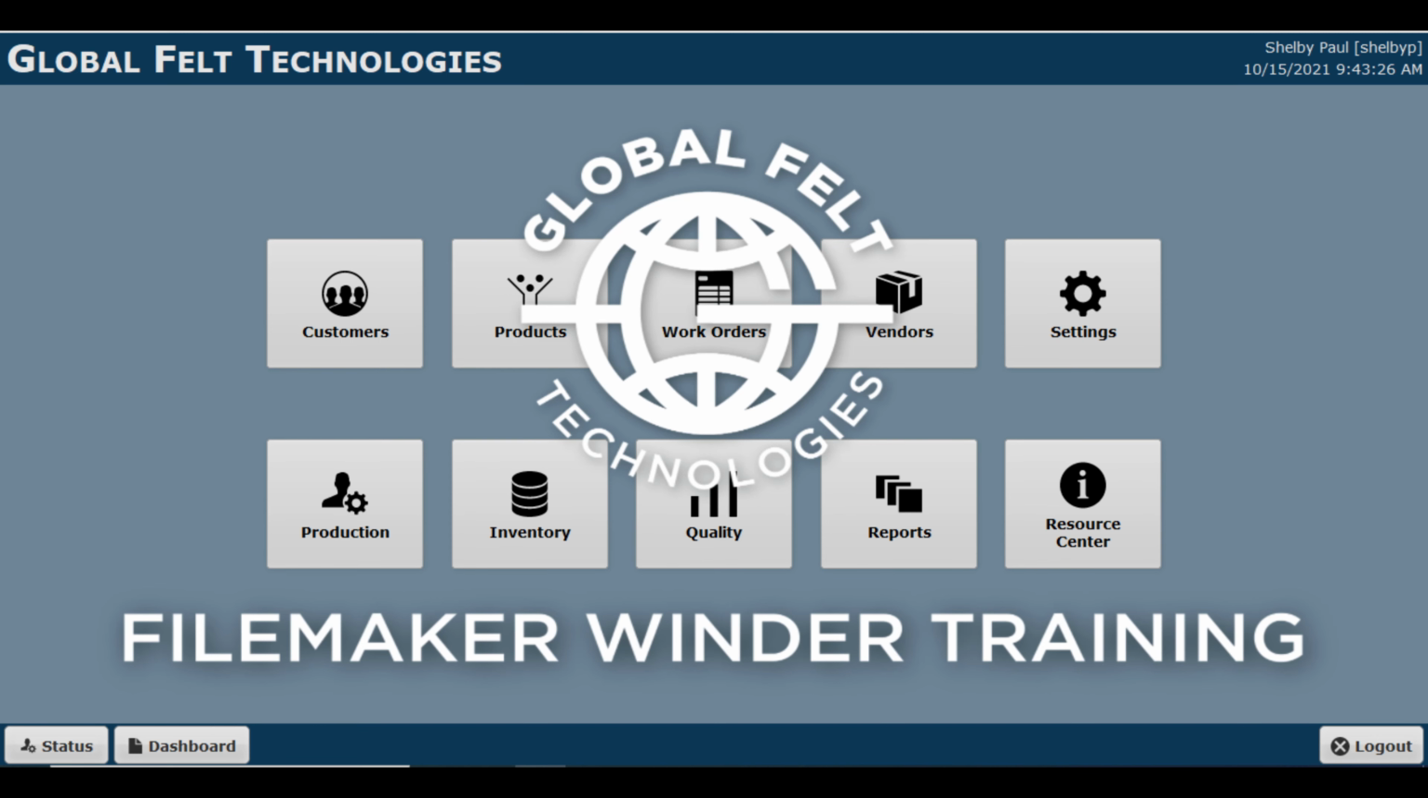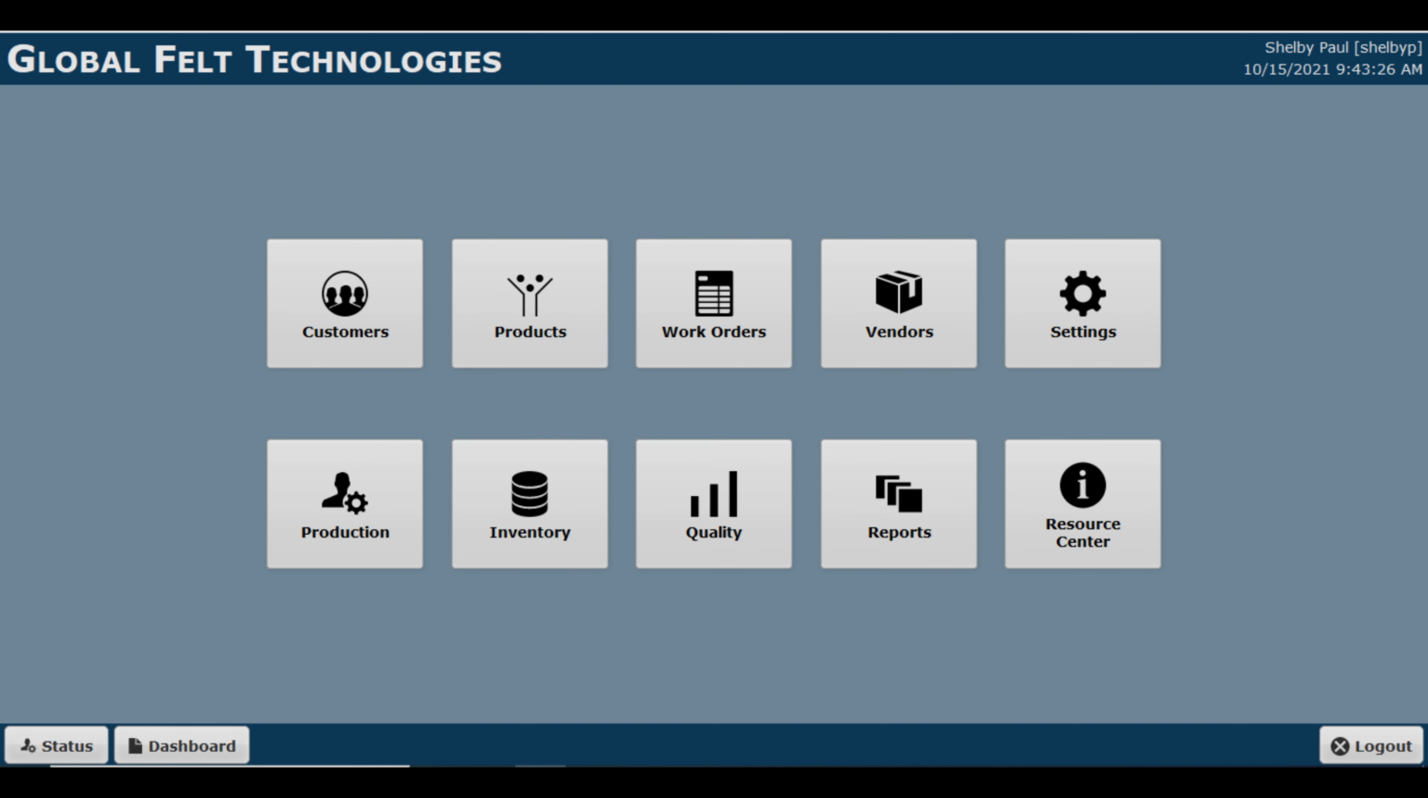In this video segment, we will go over the data entry procedure on FileMaker for the utility employee designated to the winder at Global Felt Technologies. When you begin your shift, the first thing to do is sign into your account name in FileMaker.